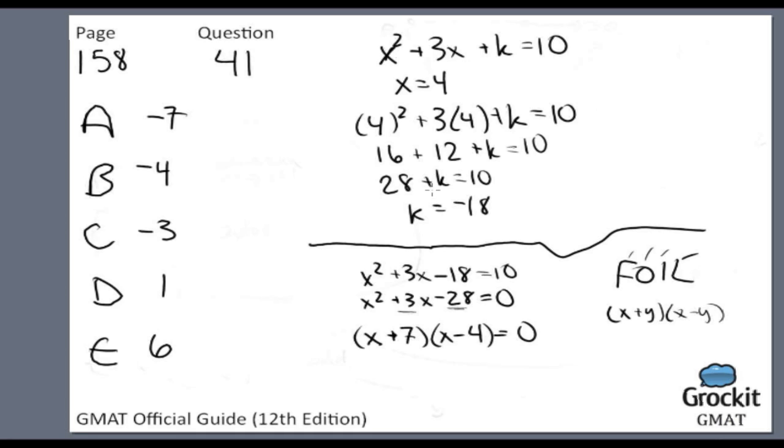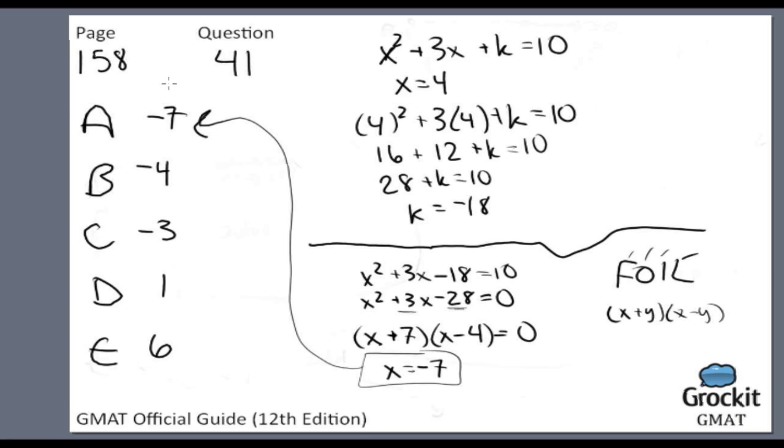We already knew that 4 was one of the answers, so the other answer then, remember, x plus 7 has to equal 0, so x itself equals -7 as our other solution, which is handily answer choice A.